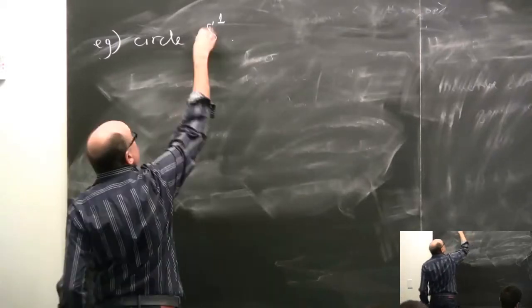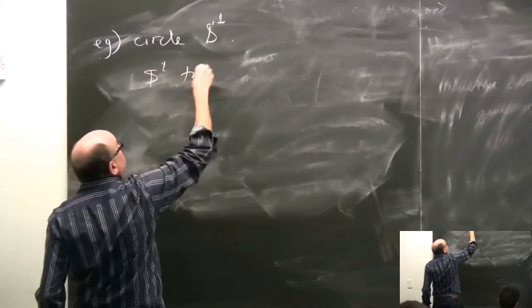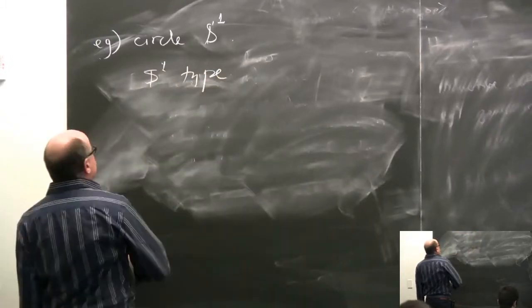So the idea about the circle is we say that S1 is a type, okay, and it's supposed to be the circle.